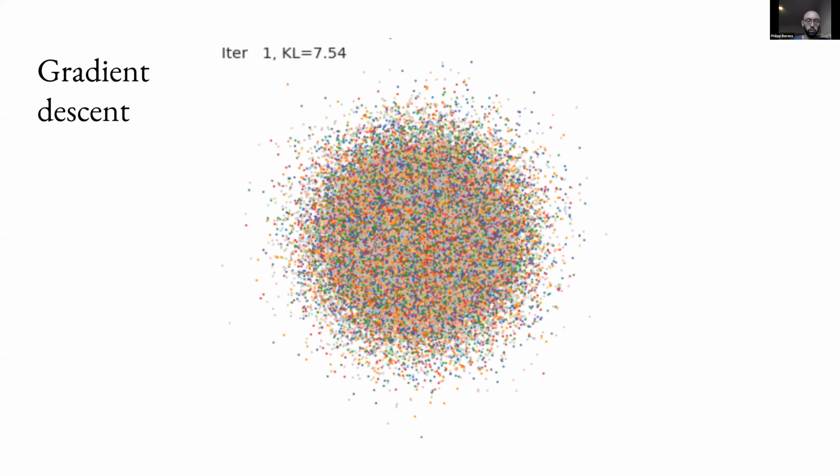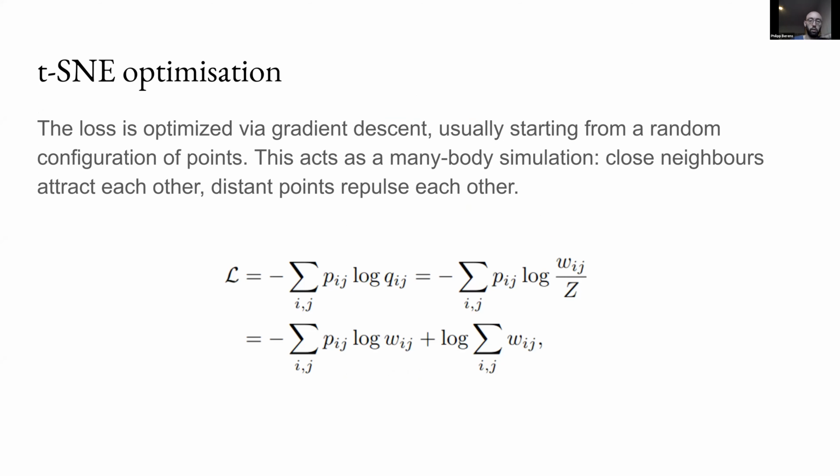And optimizing this in tSNE really means placing all the points in the low dimensional space. These are the things that can be changed from iteration to iteration. Many implementations actually start with a random configuration of points, but I will show you later that this is not a good choice. And if you have a physics background, this is reminiscent of many body simulations. So the loss function takes a form where close neighbors in the original space attract each other, and distant points repulse each other.